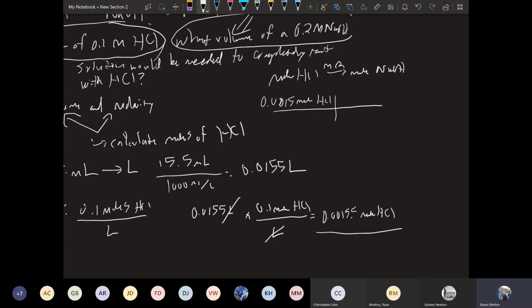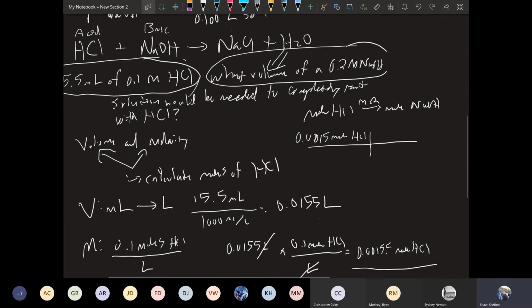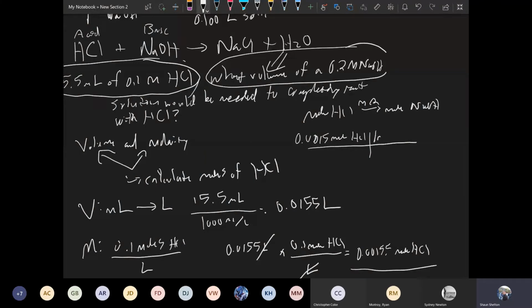Now the mole ratio for this reaction is simple. It's 1 to 1. So we have 1 mole of NaOH per 1 mole of HCl. So that's going to give you 0.0015 moles of NaOH. Now, our next step, which is the third step, is number 2. This here is number 1. So we have those ordered.